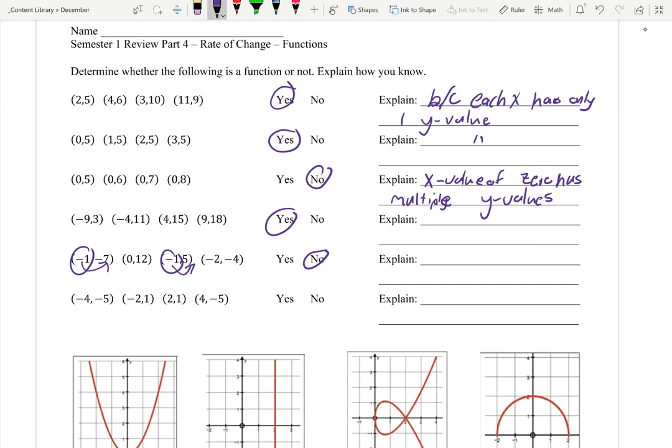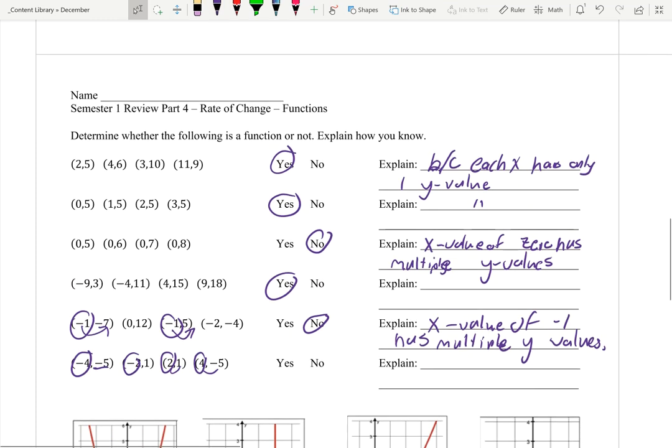So the x value of negative 1 has multiple y values. And then the last one: negative 4 goes to negative 5, negative 2 goes to 1, 2 goes to 1, and 4 goes to negative 5. Again, the point here is looking at the x values. They're all different. Negative 4 is only going to negative 5. Negative 4 doesn't go anywhere else. Negative 2 goes to 1. Again, there is no other negative 2 that goes anywhere else. Positive 2 goes to 1, which is fine, and 4 goes to negative 5, which is fine.